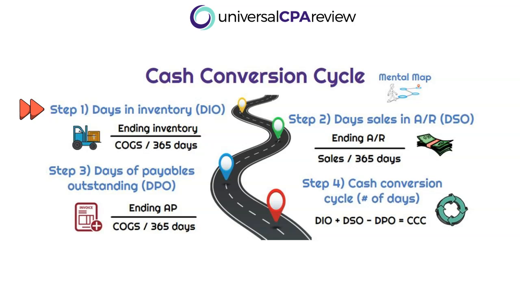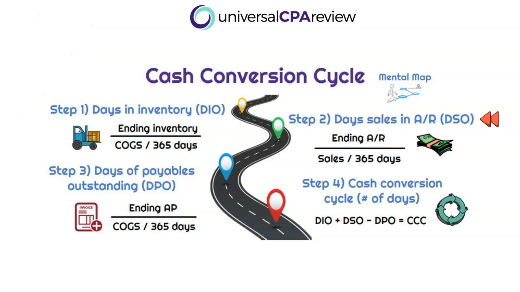So as you can see in step one, to calculate days in inventory, we would take ending inventory and then we would divide by the result of COGS, cost of goods sold, divided by 365 days. And this is basically just daily cost of goods sold. And we want to know, based on that average, over a period of time, how many days of inventory do we have left? That will tell us, if we have 30 days, well, we know that we have 30 days more of inventory based on that ending inventory balance.